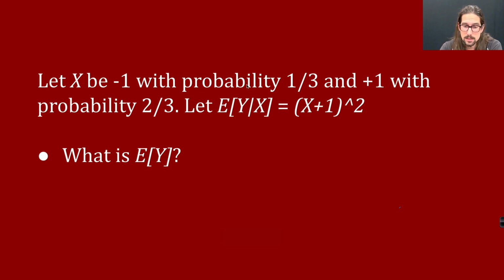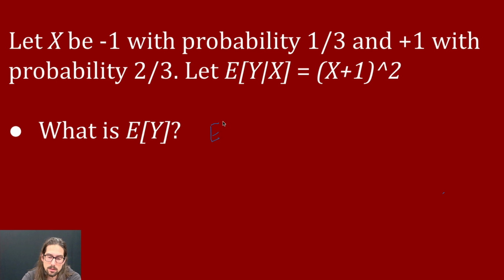Let's say x is -1 with probability 1/3 and +1 with probability 2/3. I've given you the conditional expectation of y given x, and I want to know the expectation of y. You don't really know much about y, you just know the conditional expectation. At each value of x, y could be normal, it could be uniform, it doesn't really matter. But this is actually all you need to know the marginal expectation of y. And the reason is that this follows from total expectation.